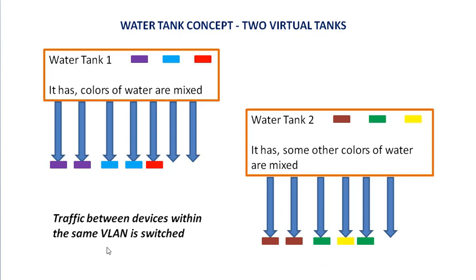So the traffic between devices within the same VLAN is switched. The same VLAN traffic will switch between the two devices. For example, here you just look at water tank 2. Pipelines third and fifth are both green color. Like that, pipelines 1 and 2 are both brown color. So the VLAN traffic is switched between these two only. Means wherever you define the same VLAN, that traffic is only switched within the VLAN.